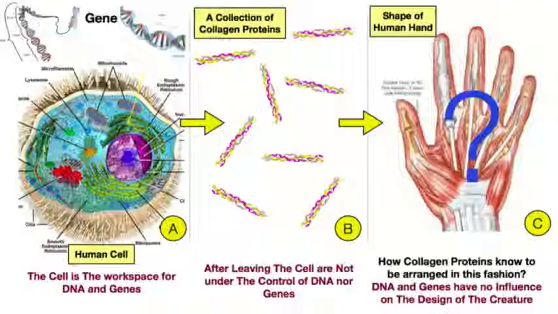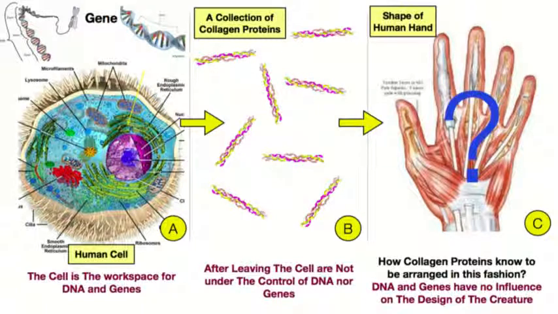So as you can see on the screen, let's start from left to right. On the left we have the cell, which is the workspace of genes and DNA, meaning that genes and DNA can only work within the cell. And when the DNA is read, proteins are produced and they're excreted outside of the cell. Let's take the collagen protein as an example. So as you can see in the middle, we have millions and millions of collagen proteins outside of the cell.